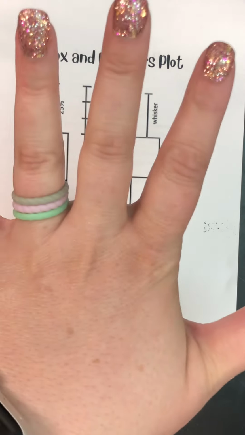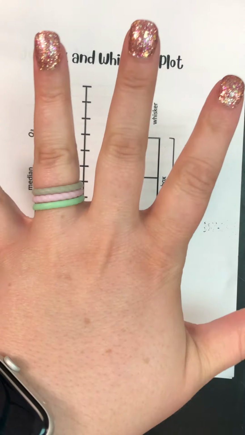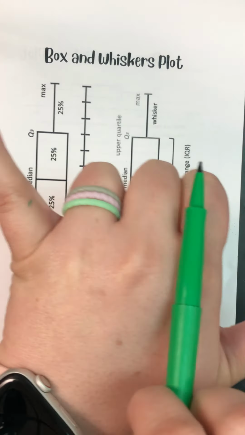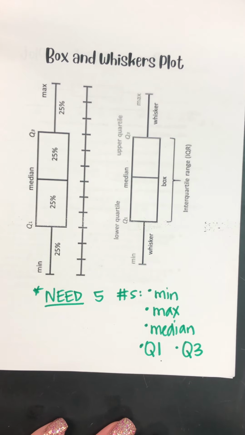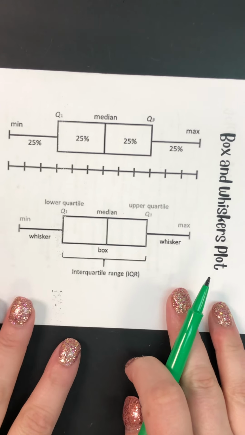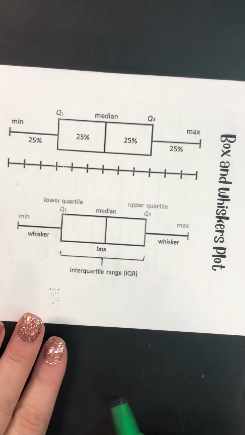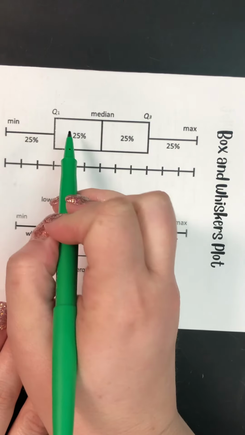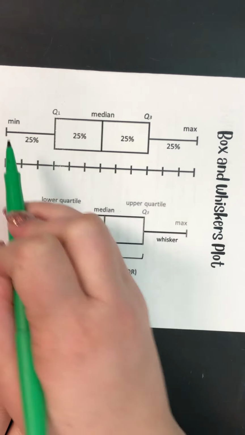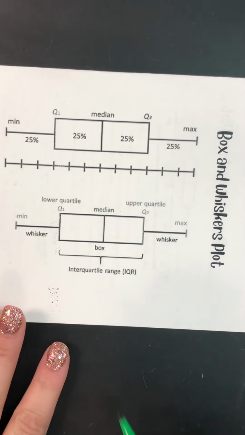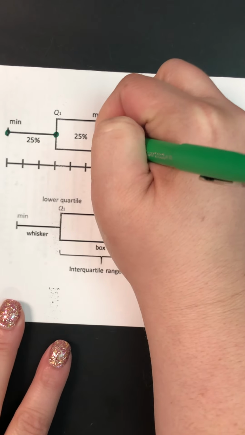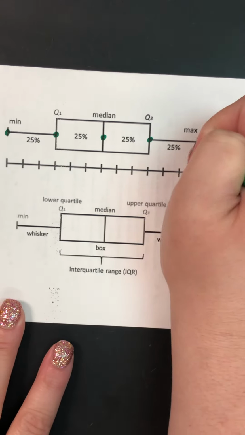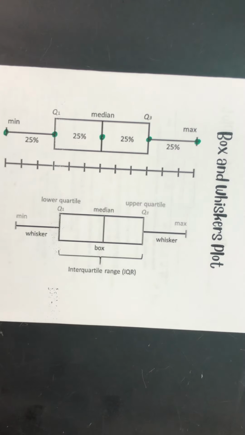So if you have 5 numbers, you can create a box plot. Think of your hand as a box plot. The 3 middle numbers are your box, and your 2 outside numbers are your whiskers. We're going to look at that in these examples. These are both box plots because they have a box in the center and whiskers on the outside. Your 5 numbers again are your minimum, your quartile 1, your median, your quartile 3, and your maximum.